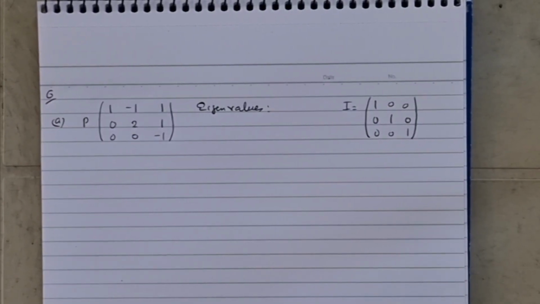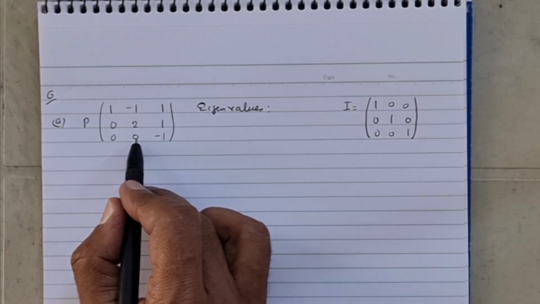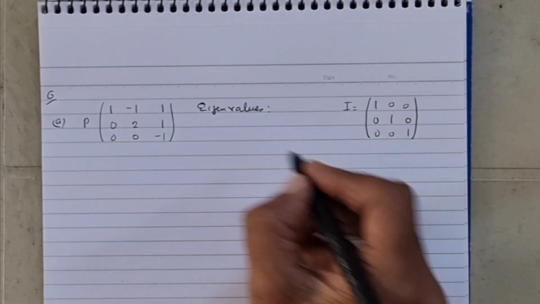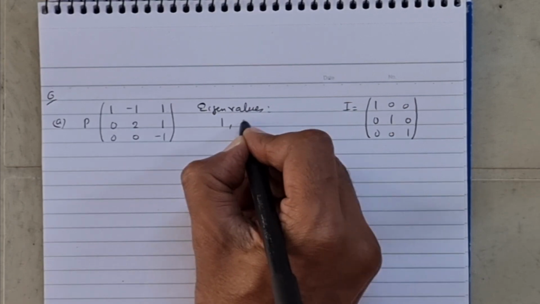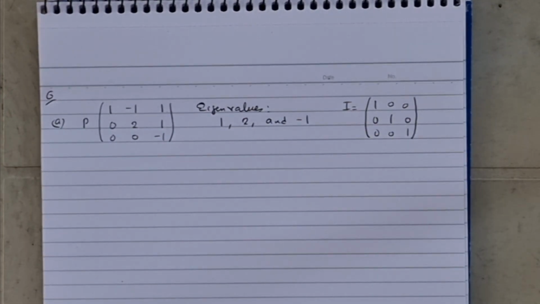Now, the eigenvalues are very straightforward because this is a triangular matrix with 0, 0, 0 here. So 1, 2, and minus 1 are the eigenvalues.